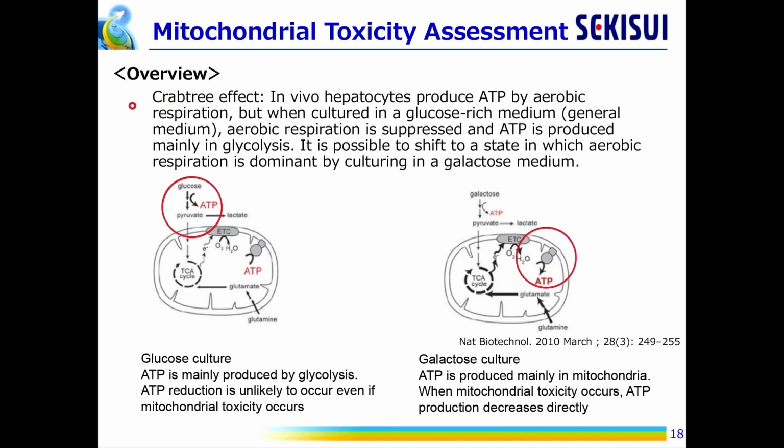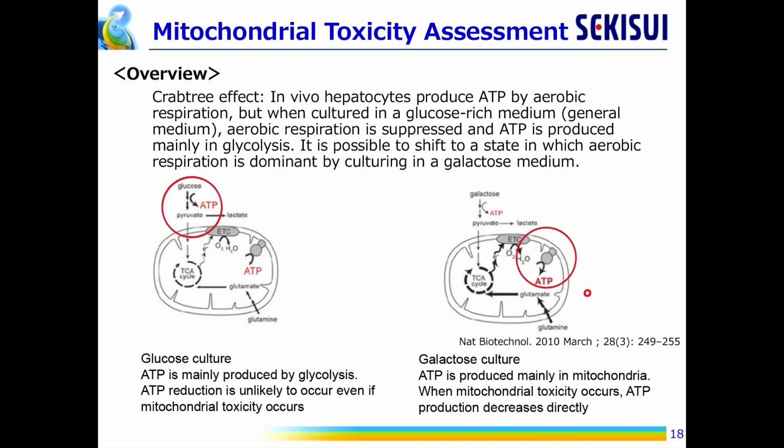In vivo, hepatocytes produce ATP by aerobic respiration. However, when immortalized hepatocytes are cultured with glucose-rich medium, which is normally used, ATP production occurs mainly by glycolysis, meaning not by mitochondria. By changing culture from glucose-rich medium to galactose-rich medium, the cells revert back to aerobic respiration using mitochondria.